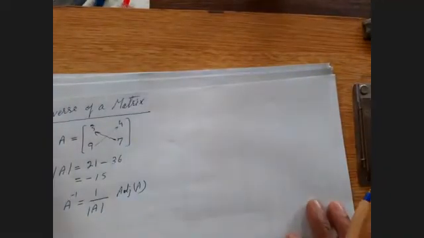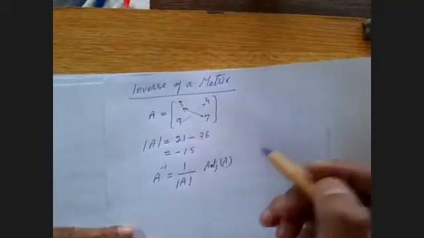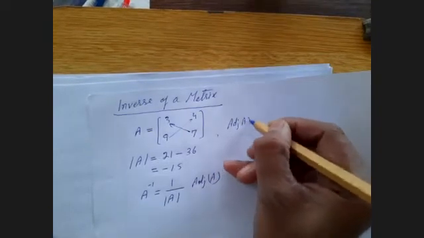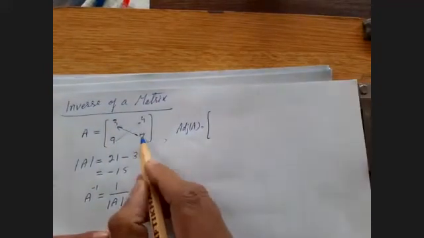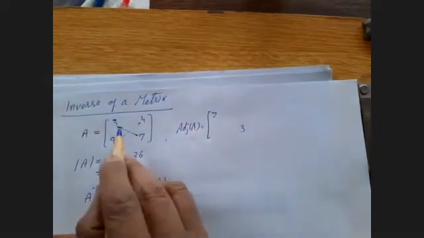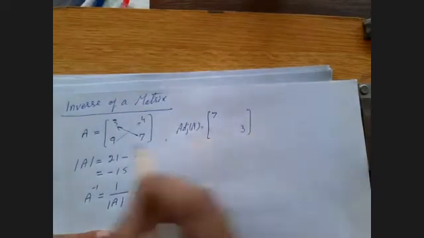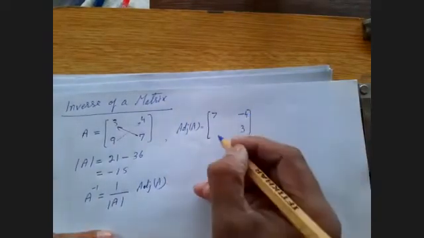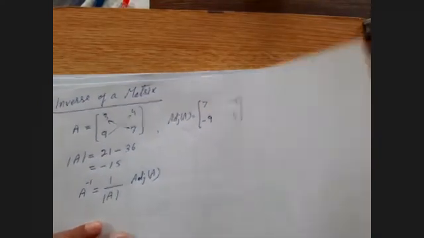Now come to our example in which we are going to find the inverse. For this matrix, what will be the adjoint of A? Again the same method. Please observe, you have to change the places of 7 and 3. Here previously it was 3, now you will write 7. And the signs of 9 and 4 will be changed, minus 4 and minus 9. So we have calculated the adjoint of A.